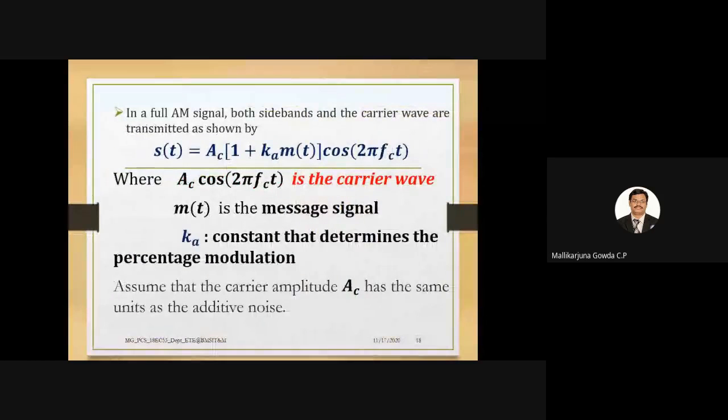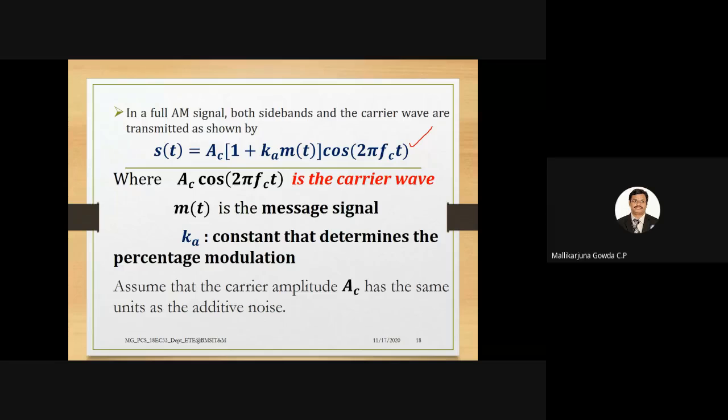I hope you all have remembered how we express the AM signal mathematically, right? s(t) will be equal to Ac(1 + ka m(t)) cosine of 2 pi fc t. This is how we represent the standard AM signal. It is the first module I have discussed. I hope you have remembered this. s(t) is equal to Ac(1 + ka m(t)) cosine of 2 pi fc t.